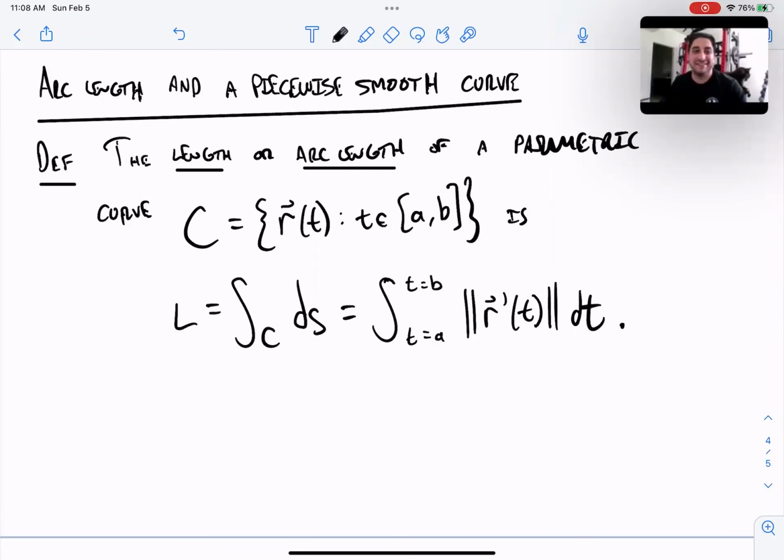Arc length. This is something you may have seen in other contexts, in other forms. Here we're going to look at it in the vector calculus way of looking at it. So what's the length, or arc length, of a parametric curve? Sometimes people write it this way, where you just say it's the integral of c ds, right?